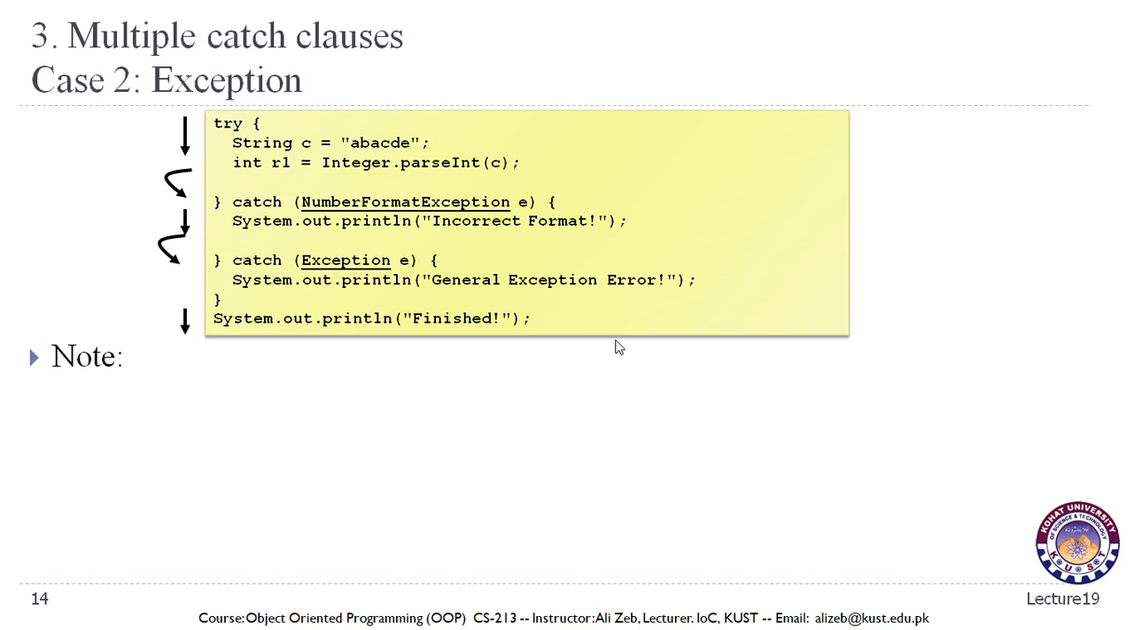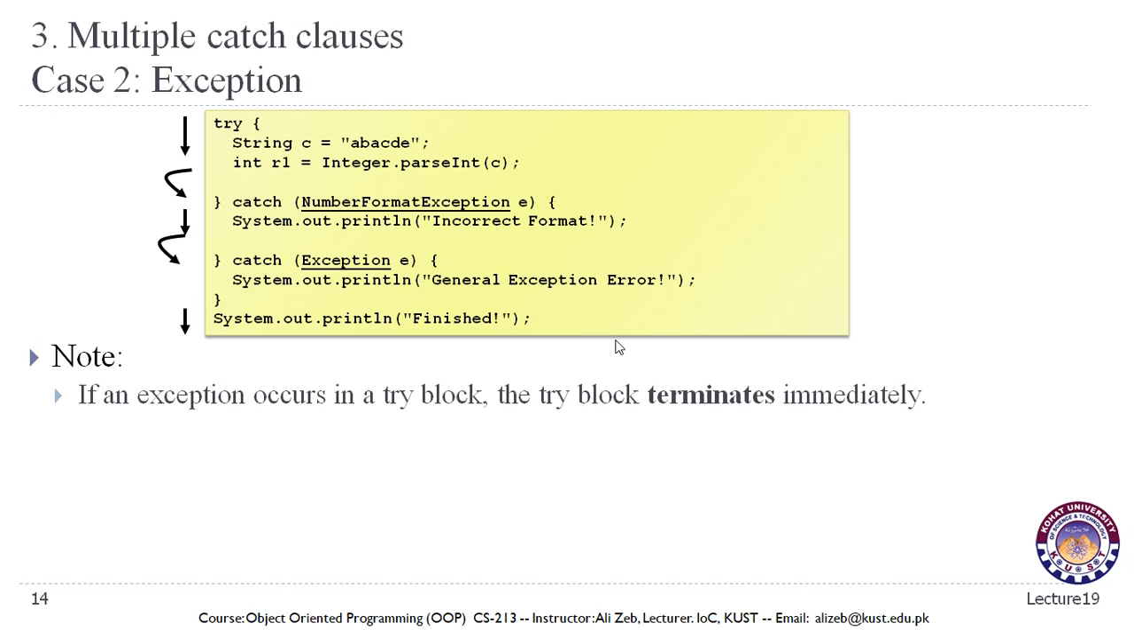Now the points to note over here are: if an exception occurs in a try block, the try block terminates immediately. We talked about this previously as well, that at the point where the error occurs in the try block, the control of the program passes to the catch block that follows the try block.